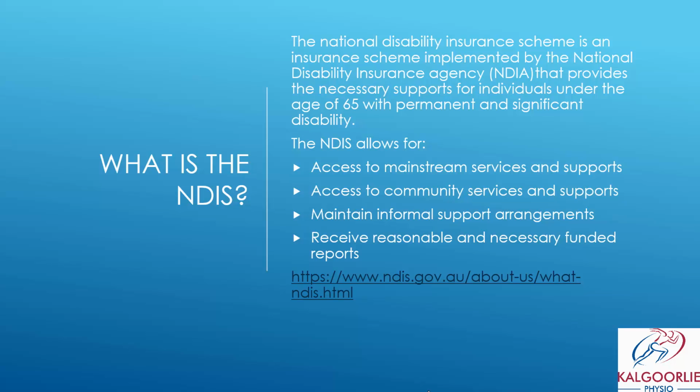So firstly, what is the NDIS? The NDIS is the National Disability Insurance Scheme that's implemented by the National Disability Insurance Agency that provides the necessary supports for individuals under the age of 65 that have a permanent and significant disability. The NDIS allows for access to mainstream services and supports, access to community services and supports, maintains informal support arrangements, and receives reasonable and necessary funding reports.